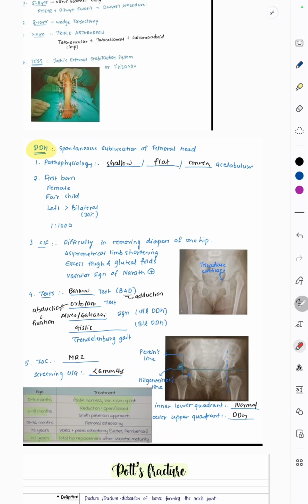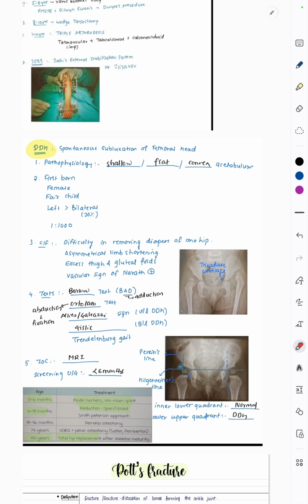What are the tests? There is Barlow's test. Barlow's test is bad because that leads to adduction of the hip, and there will be even more dislocation. Ortolani's test is good because abduction will lead to reduction. Allis sign and Galeazzi's sign, where we compare both the limb lengths, are used for unilateral DDH. In case of bilateral DDH, Gilliss test is used. It shows a waddling gait as well. Investigation of choice is MRI, and screening ultrasound is done at less than 6 weeks.